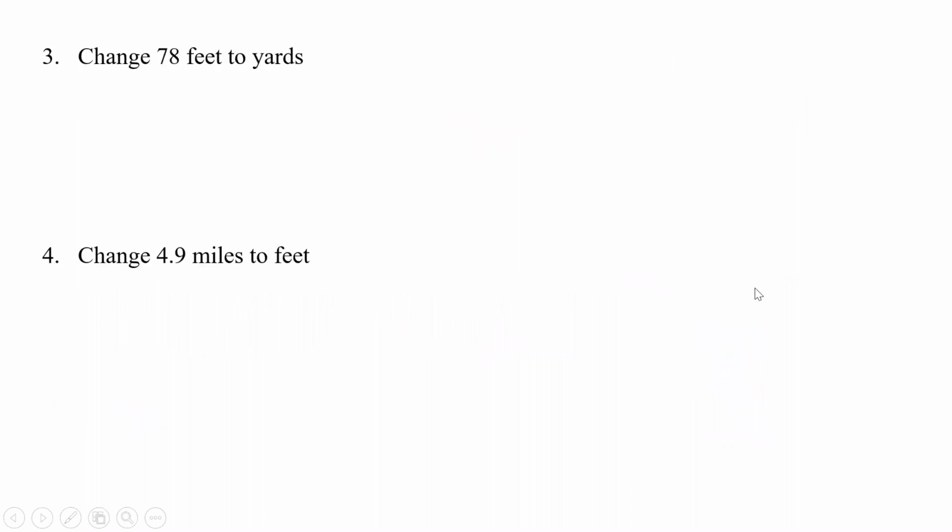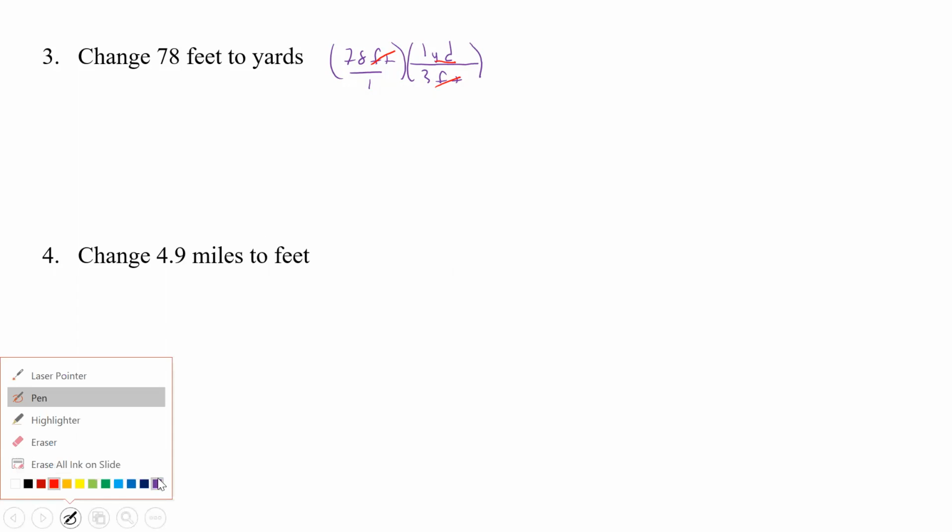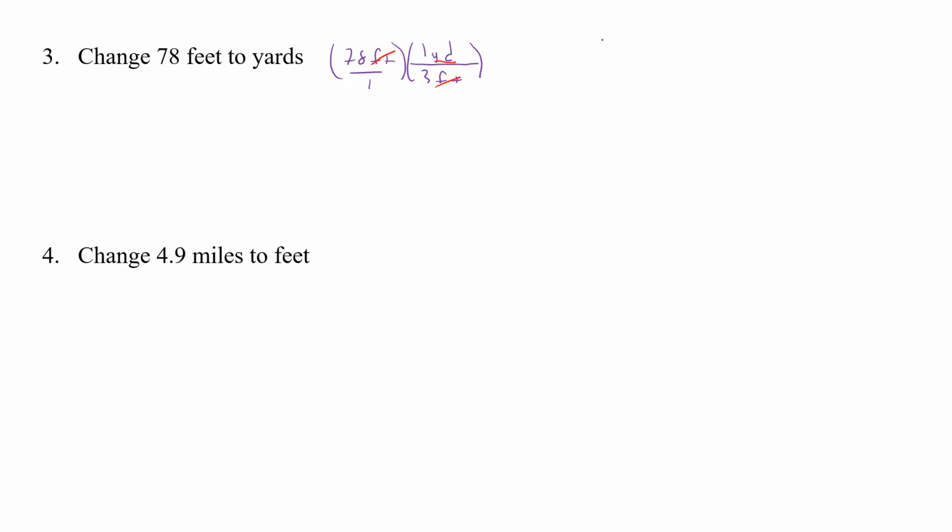All right. So 78 feet to yards. Okay, well, we're going to start with 78 feet over 1. And then what do we have? Well, we know there's 3 feet in 1 yard. And so basically it looks like we're pretty well done because we've gone from feet, gotten rid of feet, we're up to yards. That's where we want to be.